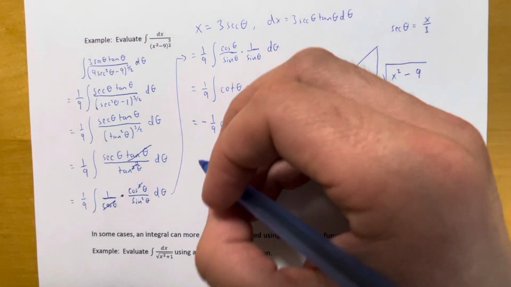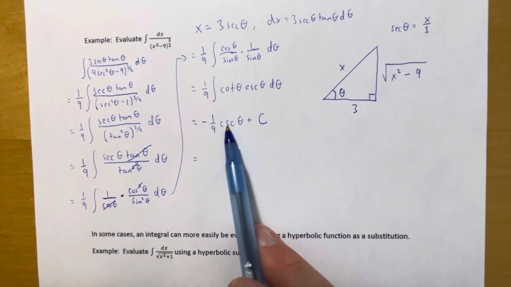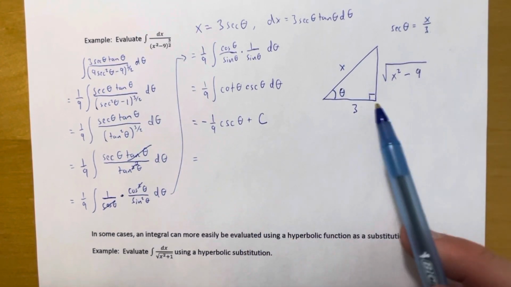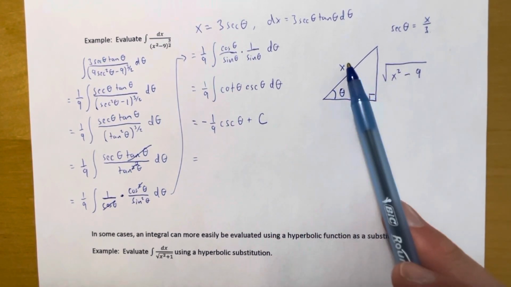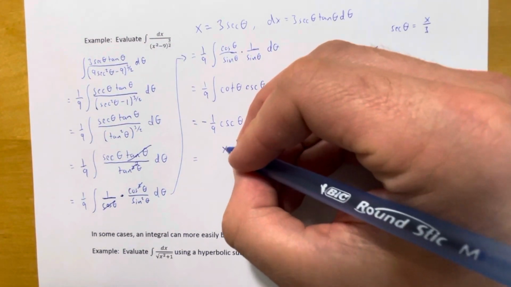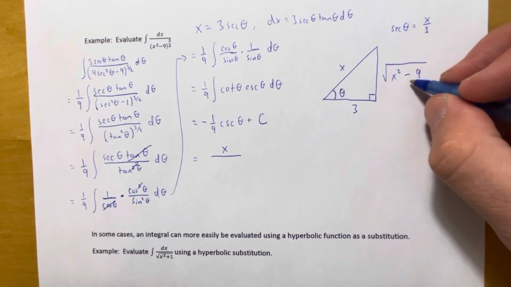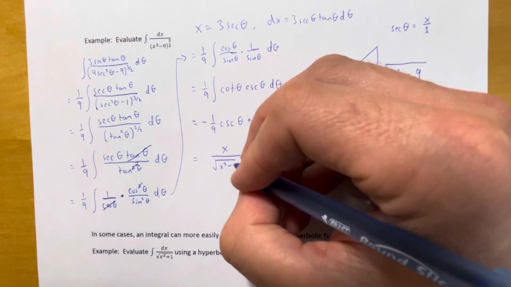All right, now what was the whole point of all this? I have cosecant of theta showing up here. Cosecant of theta is 1 over sine. Sine is opposite over hypotenuse, so this would be hypotenuse over opposite, which would look like x over that square root there, x squared minus 9.